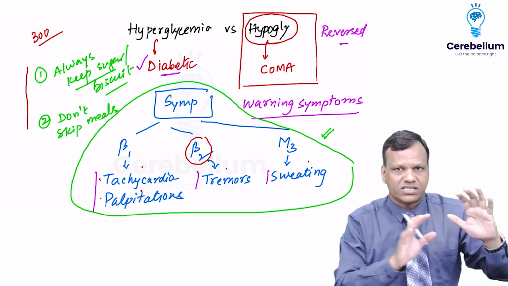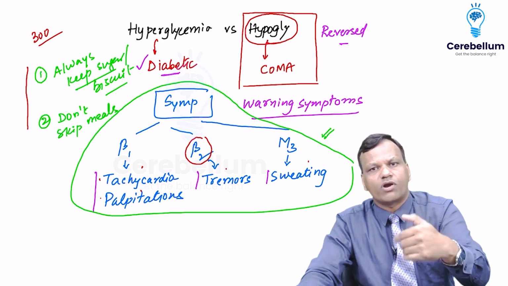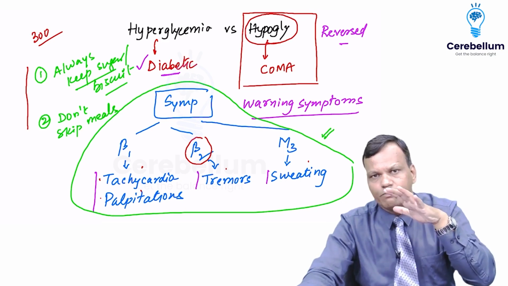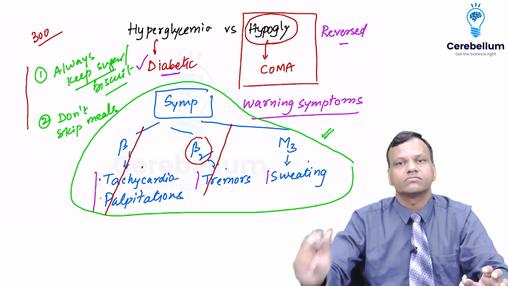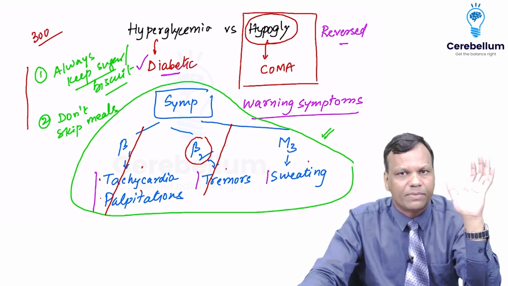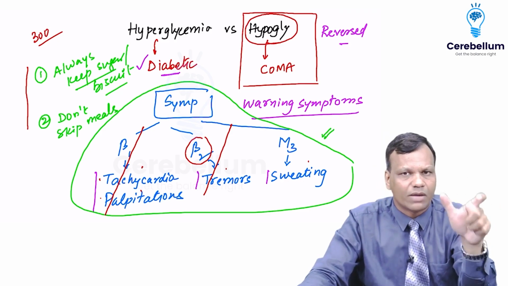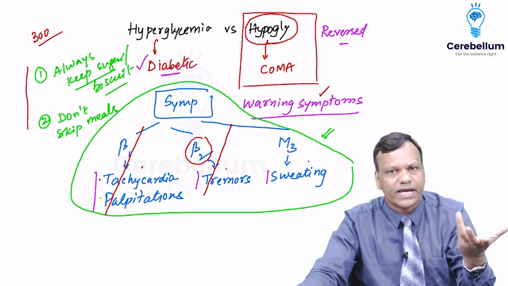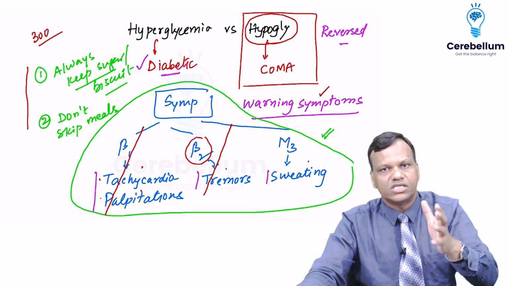What will happen? If a person has diabetes, is taking an anti-diabetic drug, and now we prescribe a beta blocker for any indication, suppose the person has migraine and we give propranolol, a beta blocker to prevent migraine, what will happen? Beta blockers will block these symptoms. Whenever the person develops hypoglycemia, having taken an anti-diabetic drug and forgotten a meal or for any other reason, normally the person will develop warning symptoms. The warning symptoms were tachycardia, palpitation, tremors. When the person's beta receptor is blocked, these symptoms will not come.